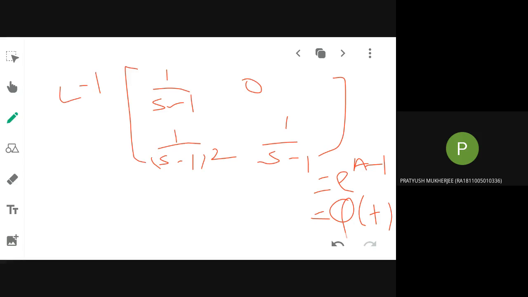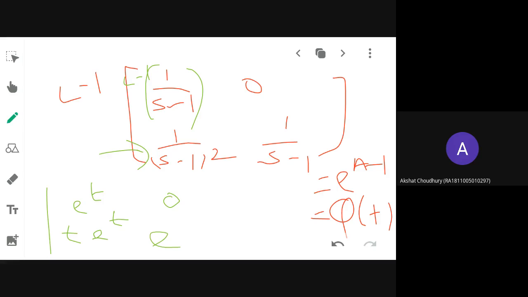L inverse you have to take everywhere. What is L inverse of 1 by s minus 1? e power t. Then 0. Then for this term, what is the inverse Laplace transform? t into e power t. Then 1 by (s minus 1) factor, by 1 by nothing. Okay, then last, e power t. So this is your state transition matrix.